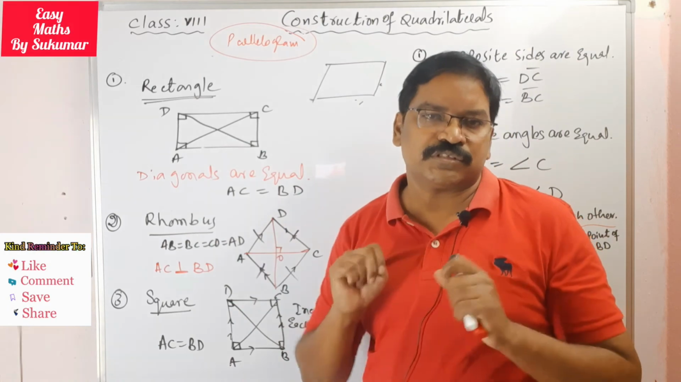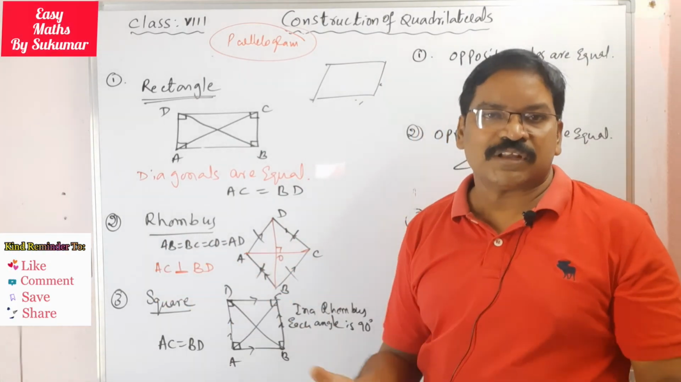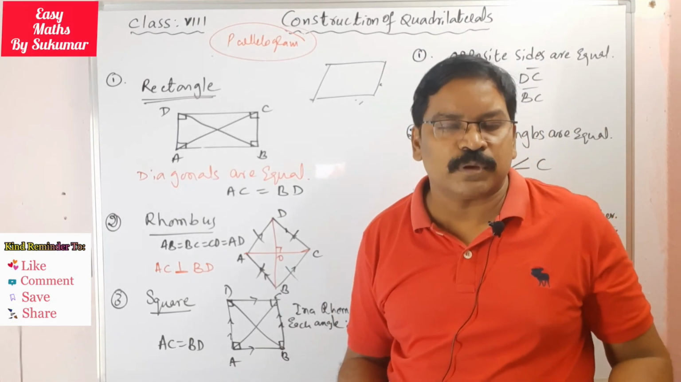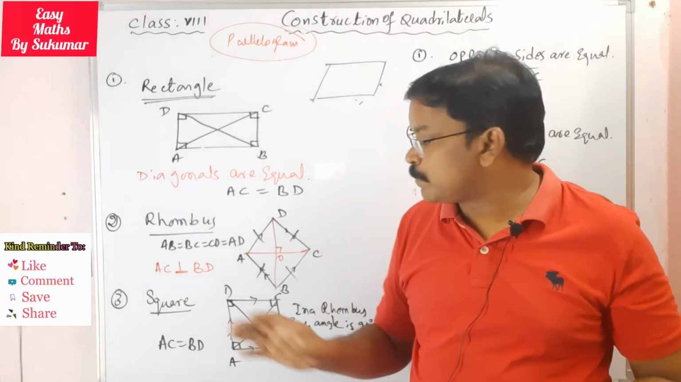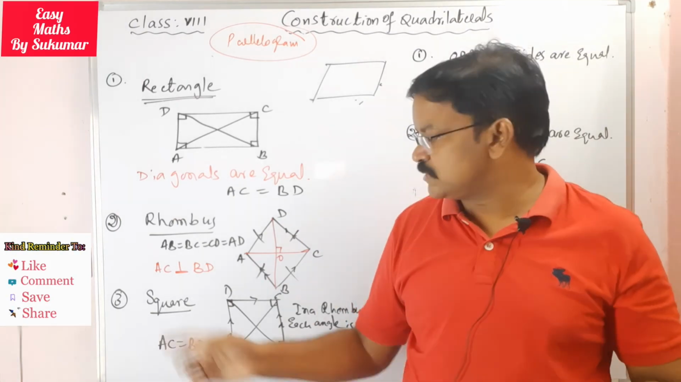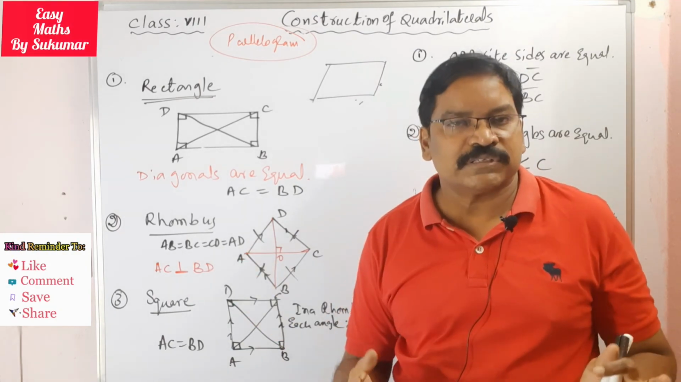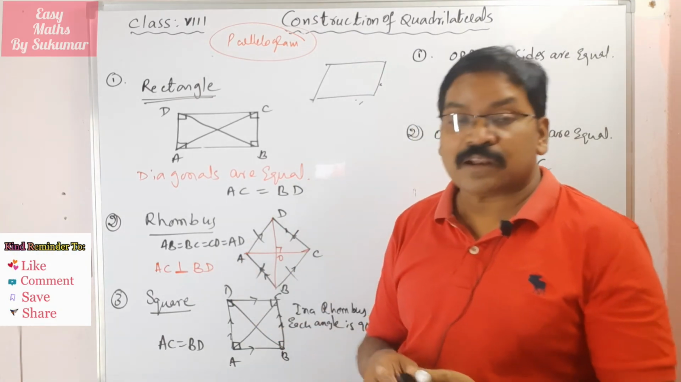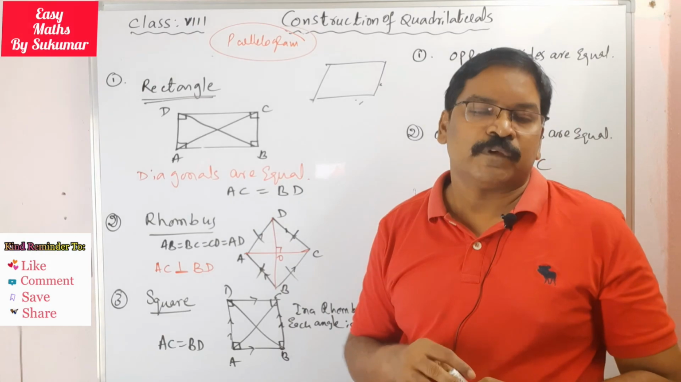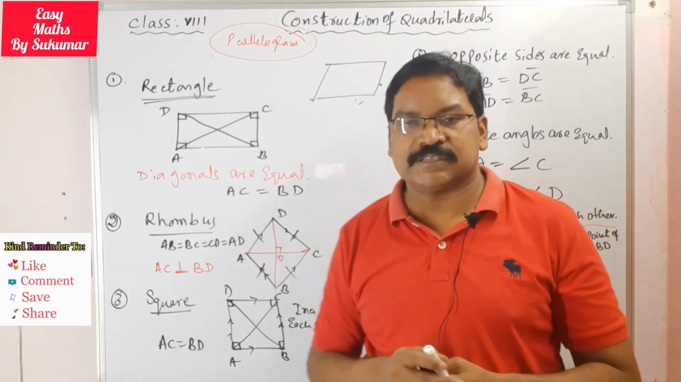Coming to the rhombus, it is the same. These four properties are the same for the rhombus also. But additionally, what is the special property of the rhombus? The diagonals are perpendicular to each other, bisecting each other at right angles. That means AC is perpendicular to BD. So how do you define a rhombus? You start with a parallelogram. In a parallelogram, if the adjacent sides are equal, then it is called a rhombus.